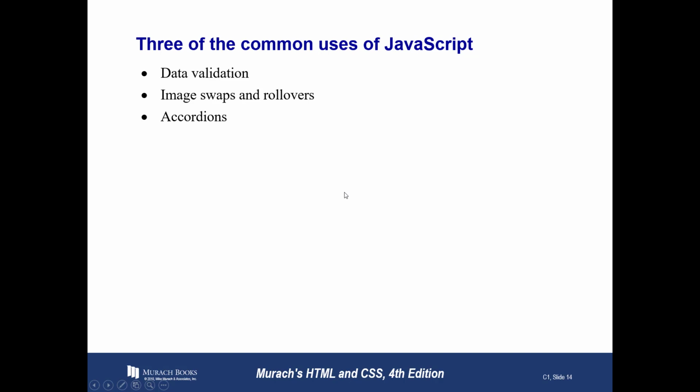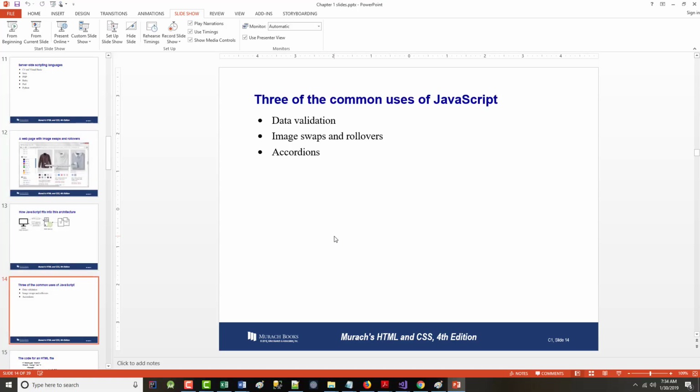Three common uses of JavaScript. I already mentioned the data validation. I showed you image swaps and accordions. If you've ever seen an FAQ page where you've got a bunch of questions and you click on the question and it opens up a little window with the answer in it, that's the kind of thing we're talking about.